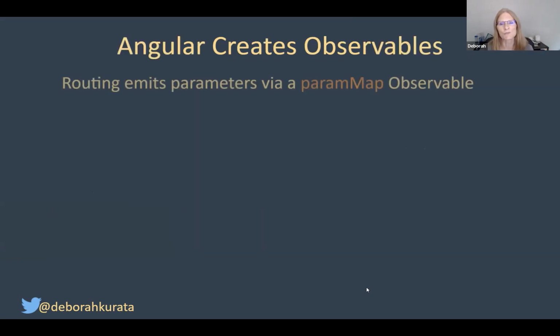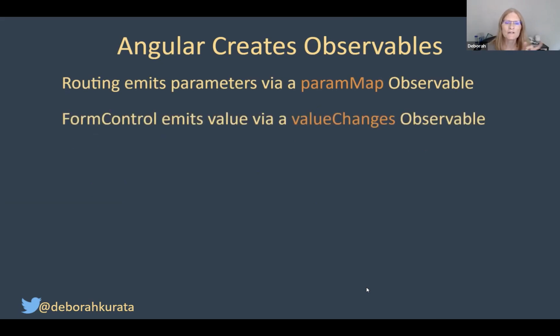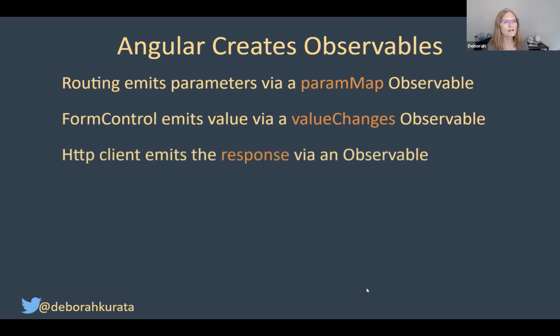Angular creates observables. Routing emits parameters via param map. Form controls emit via value changes. And of course, the one that we are most experienced with, if we do any kind of HTTP, we're going to get that response as an observable.